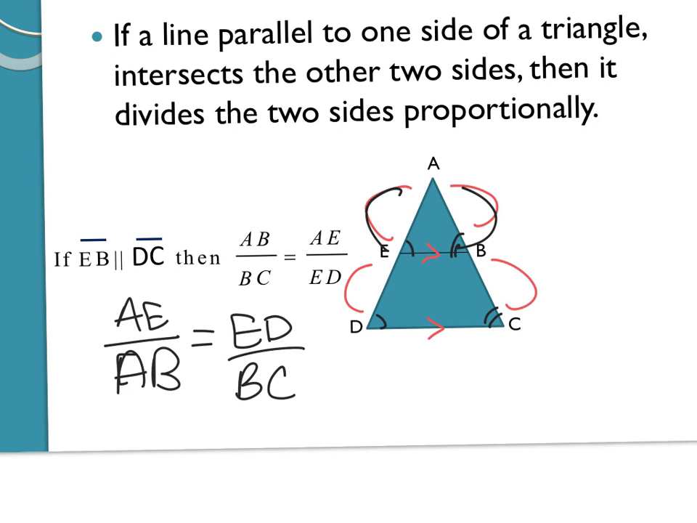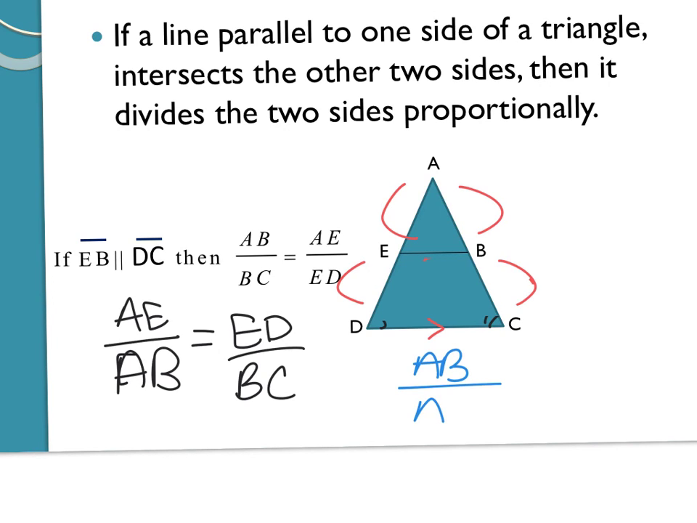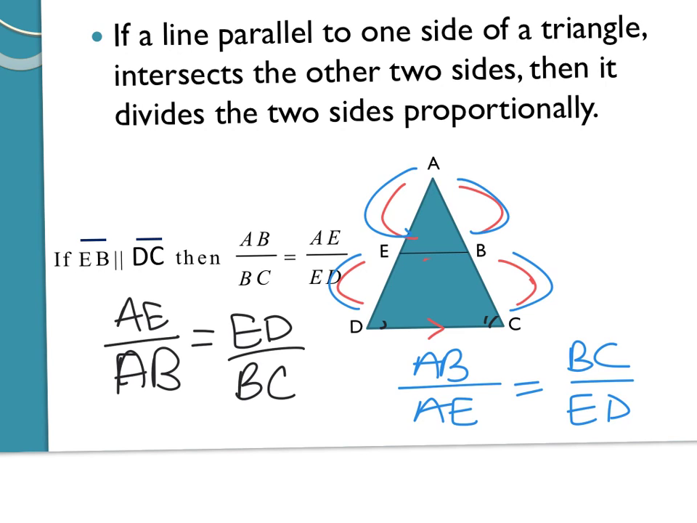Like I went left, right, so then I can go left, right. I could follow that pattern. Okay, I could go AB over AE, so now I'm going right, left, would equal BC over ED, which is right, left. As long as I'm consistent in my pattern, it doesn't matter.